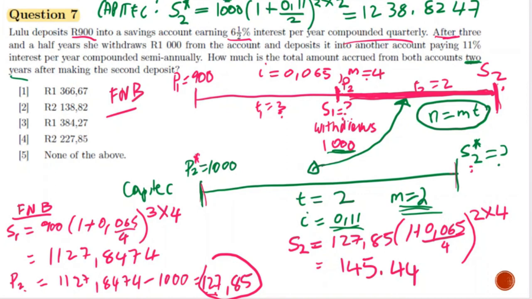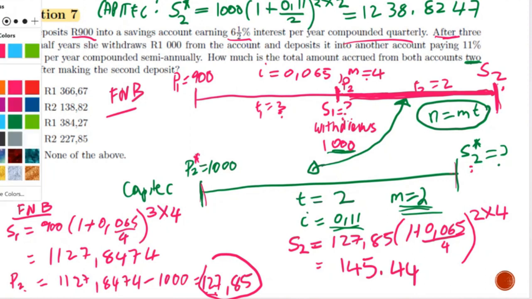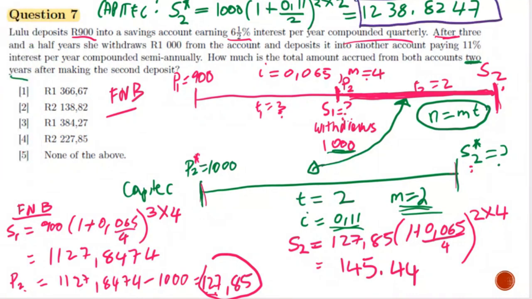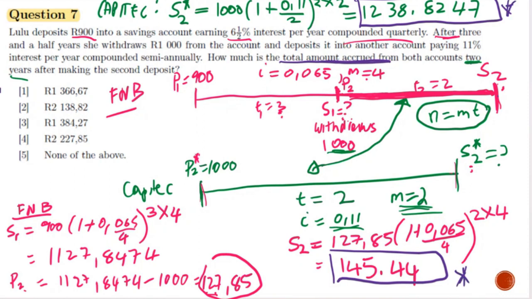Remember what was the intention? You wanted to get the final amount at FNB and add it to the final amount at Capitec. So you are going to have to add those two amounts, what you are left with at FNB, for you to get the total accrued amount from both periods. If you add what you have accrued at FNB and Capitec, your accumulated amount is going to be 1384.27. So this will be your accrued amount.